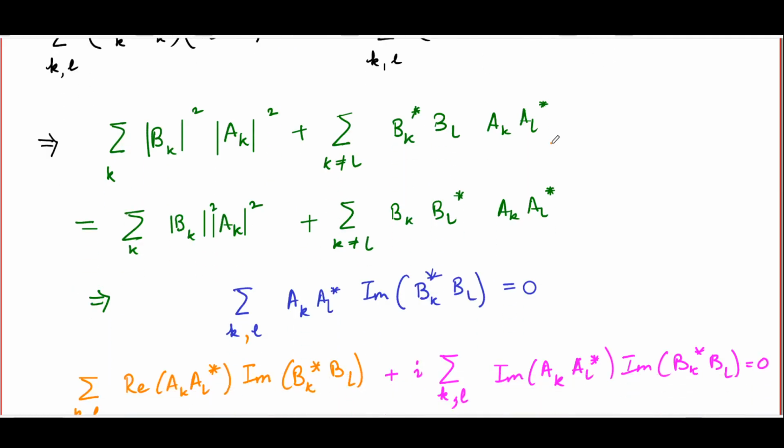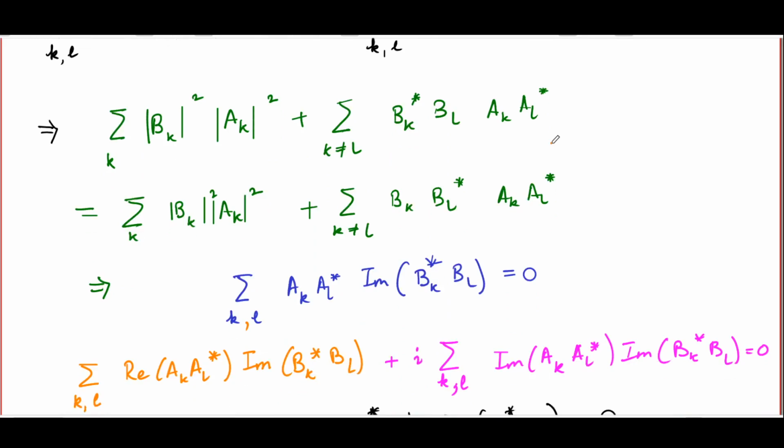Indeed, we can break up the expression above into two pieces, one involving the real part of ak al star. The imaginary part of bk star bl is already real, so that doesn't come into the decomposition, plus i times the sum involving imaginary parts of both bk star bl and ak al star.